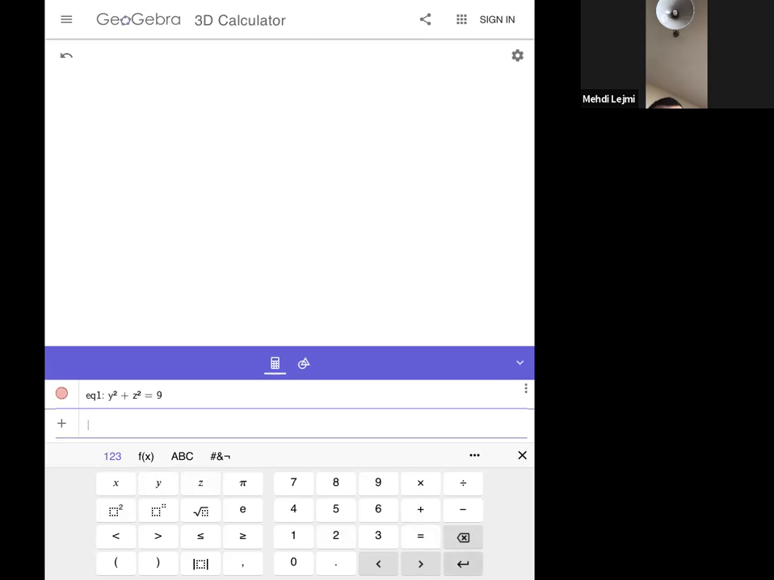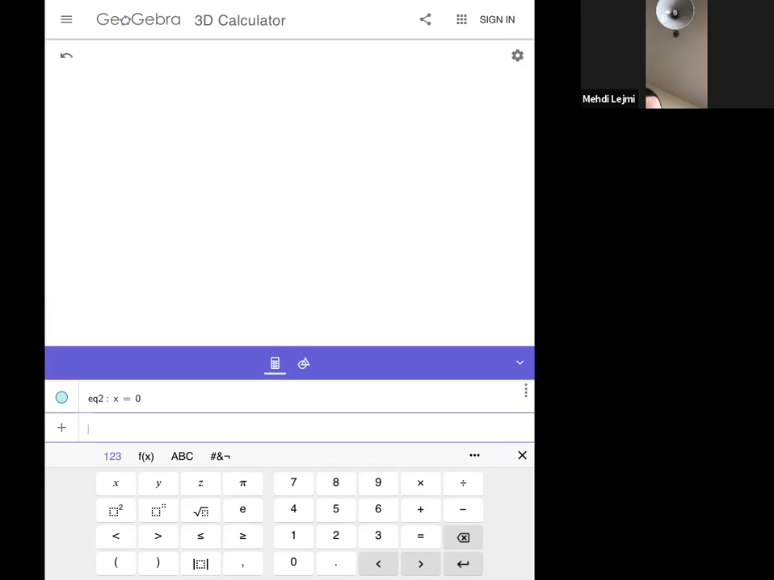Now the next equation is x equals 0. That's just the yz plane. So you see this yz plane, this blue plane. It contains the z axis, which is the height, and it contains the y axis, which is the green one. So that's my x equals 0. Next, we said z equals 0.